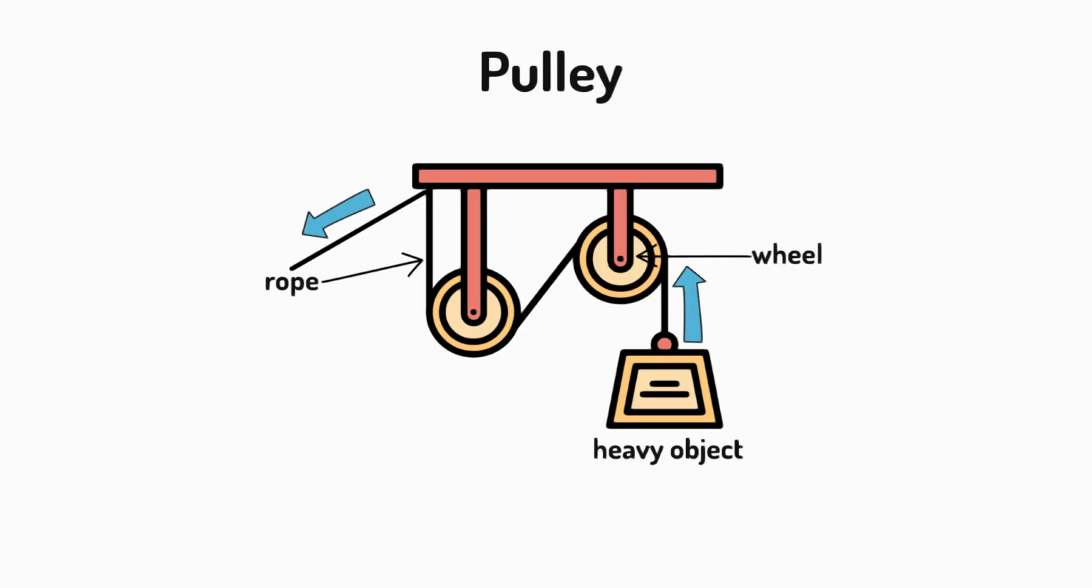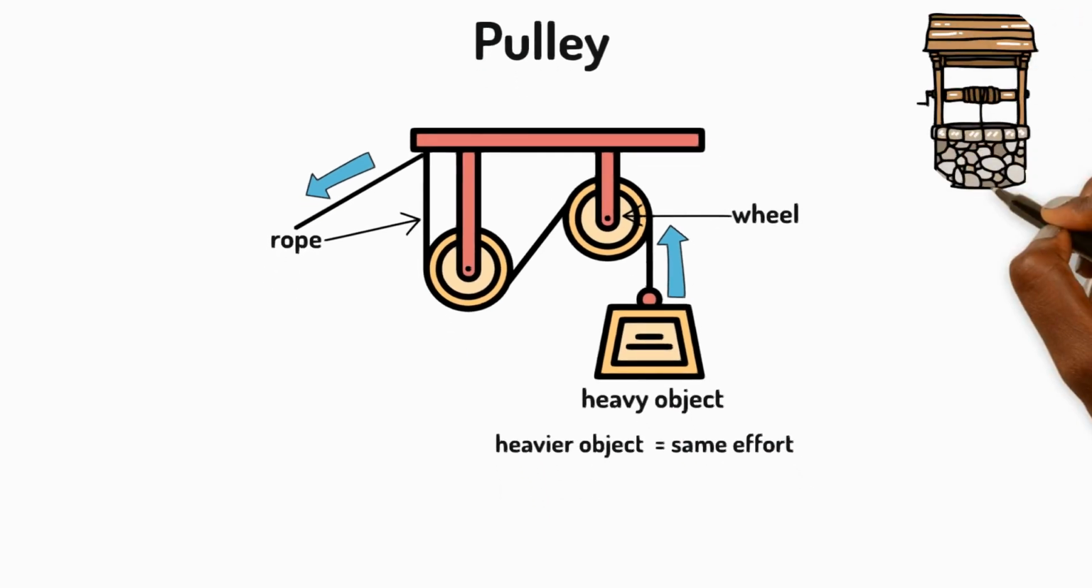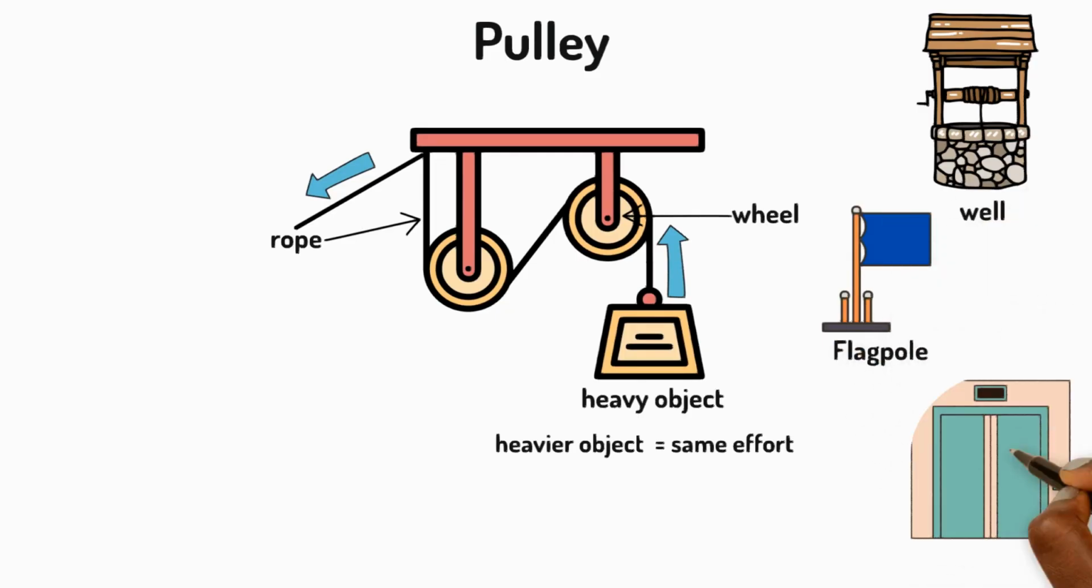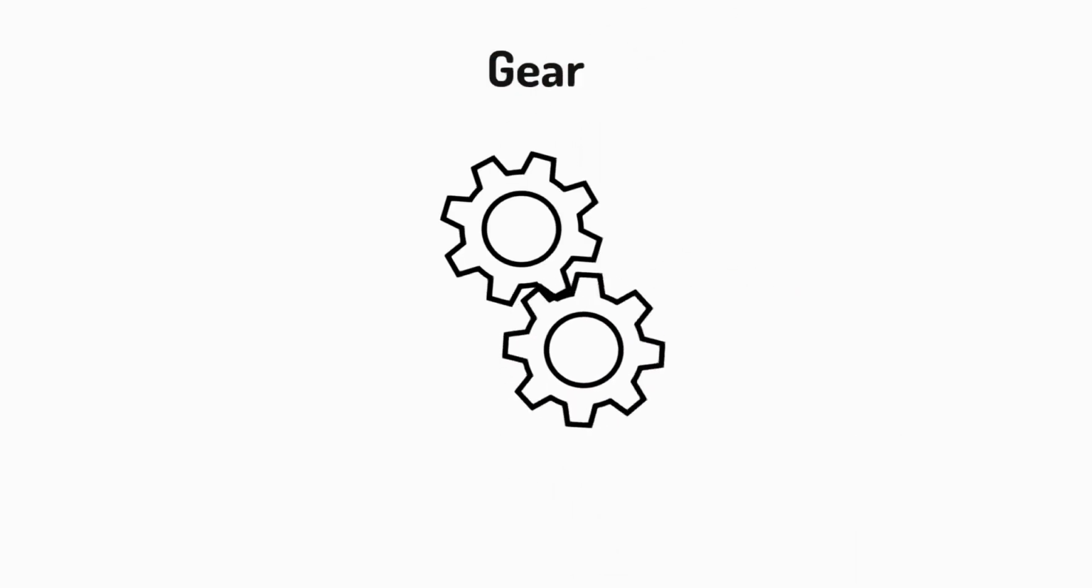A pulley can be used to lift water from a well. A flagpole and also a lift or elevator use pulley systems too. Gears have teeth that interlock with each other. This allows one gear to turn or drive another gear.